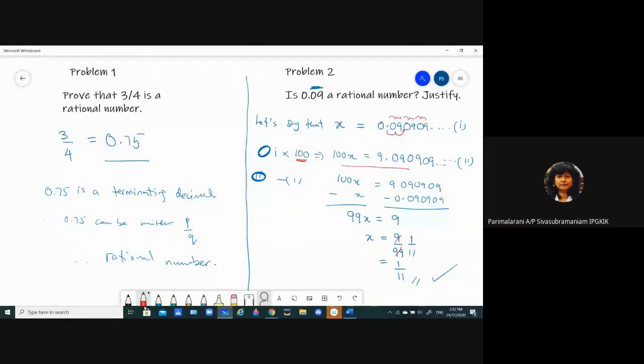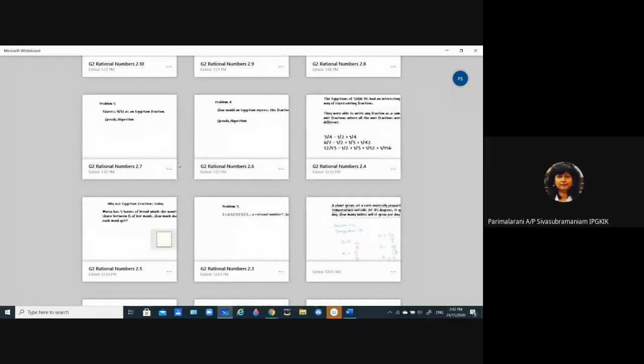So now when we do equation 2 minus equation 1, what is left is only the integer. Everything behind the decimal is gone already, okay? So because only the integer is left, we can write it as a fraction, okay? Okay, let's see one more similar problem.